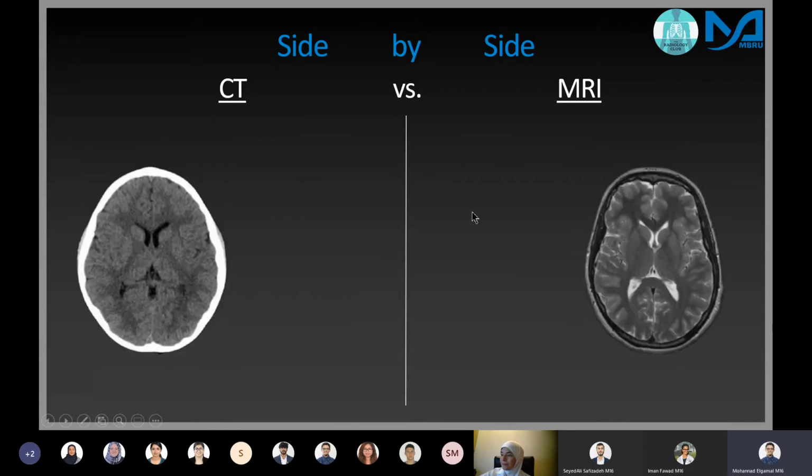And then here's another example of a CT versus MRI. We talked about things like here you see bone as white, but here bone appears black. Does anyone know what sequence this is? It's sort of a combo of two.